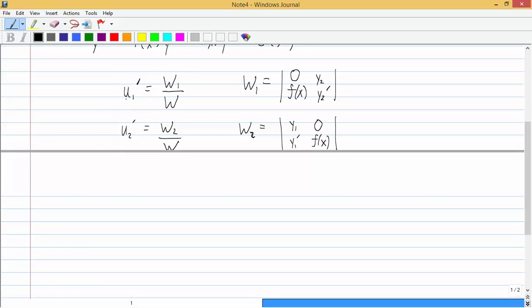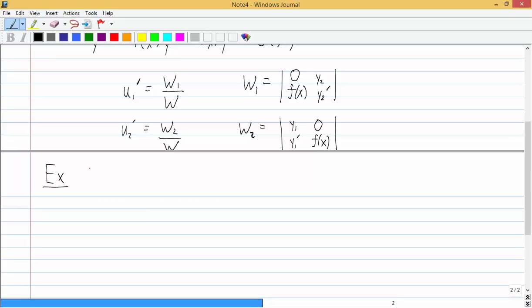And I'll show you how to use this u sub 1 prime and u sub 2 prime to get other answers. So let's say that we wanted to solve y double prime minus 4y prime plus 4y equals x plus 1 times e to the 2x.